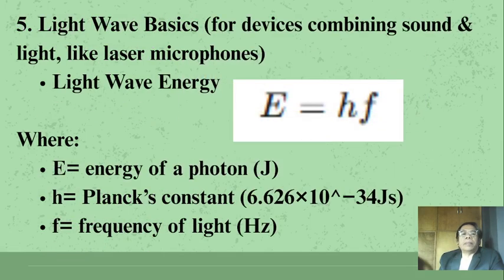Number 5, light wave basics for devices combining sound and light, like a laser microphone. So we have light wave energy, E is equal to hf. And Planck's constant is 6.626 times 10 raised to negative 34 joule seconds.